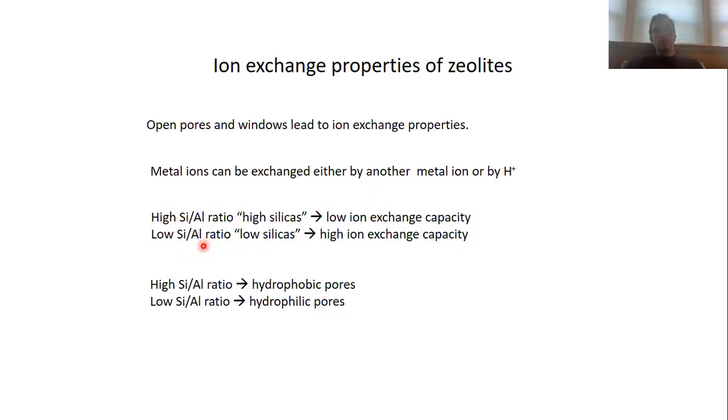By tuning the silicon to aluminum ratio, you can also tune other properties, for instance, the hydrophobicity. The more counter ions we have in the pores, the more hydrophilic these pores become, because we have more ionic interactions, namely the ionic interactions between the countercations and the negative charges within the pore walls. By continuously tuning the silicon to aluminum ratio, we can adjust the hydrophobicity of the pores.